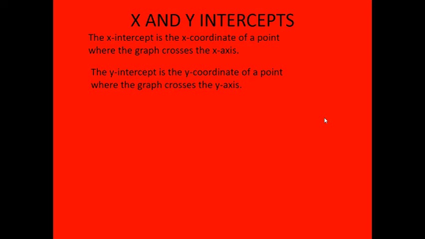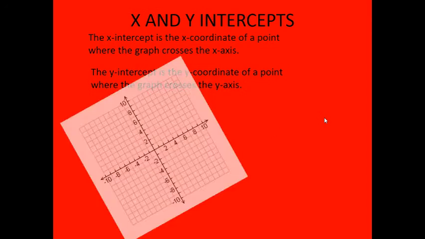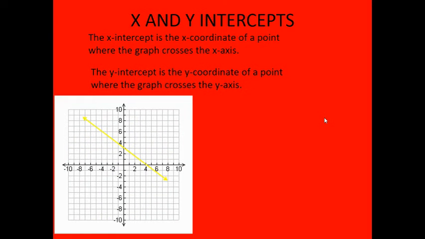Okay, x and y intercepts. Remember, the x-intercept is the x-coordinate of a point where the graph crosses the x-axis, and the y-intercept is the y-coordinate of a point where the graph crosses the y-axis. Okay, so on this graph, the x-intercept is 4, and so it's located at the point (4, 0). The y-intercept is 3 and is located at the point (0, 3).